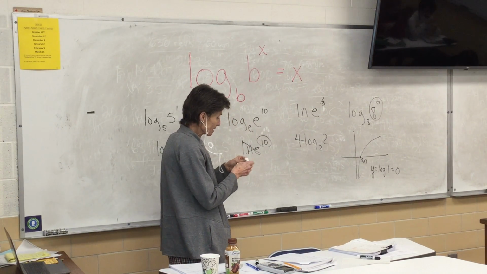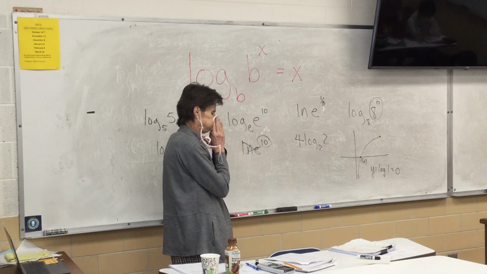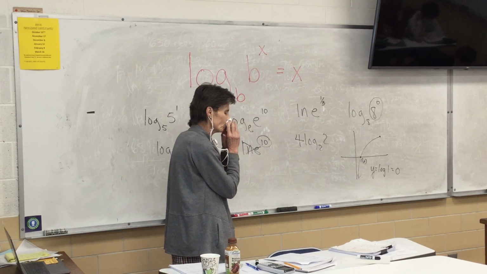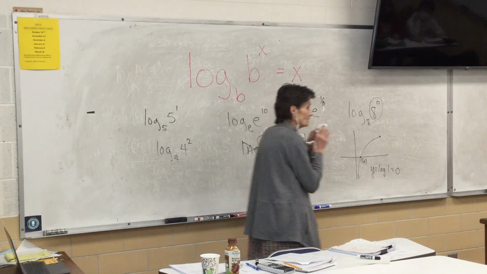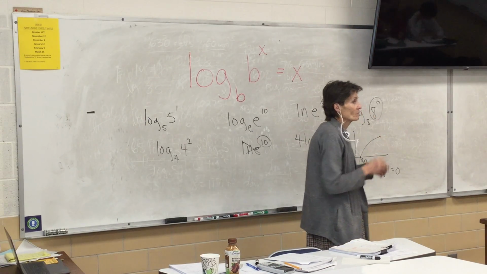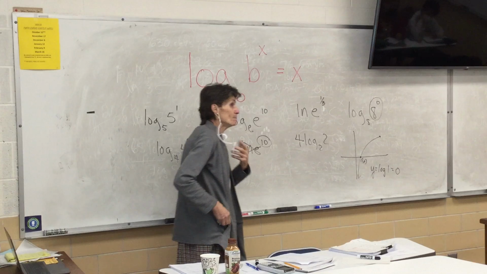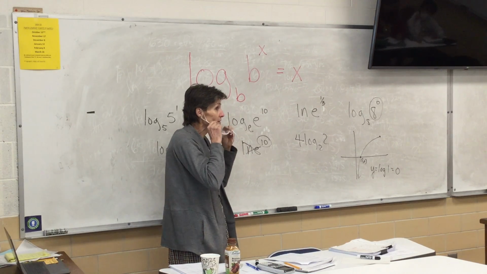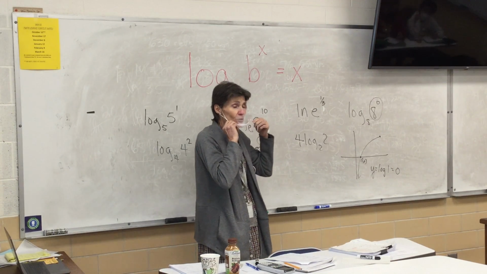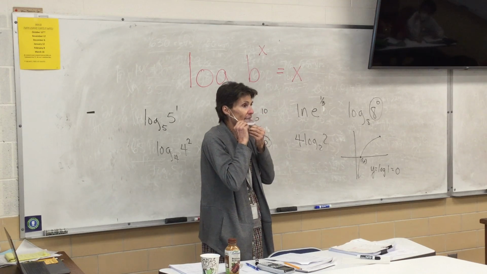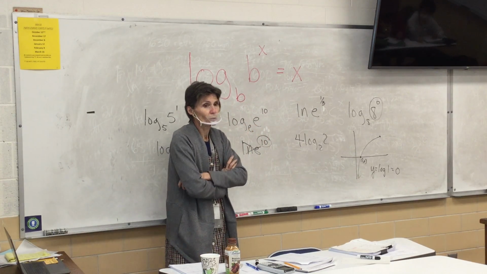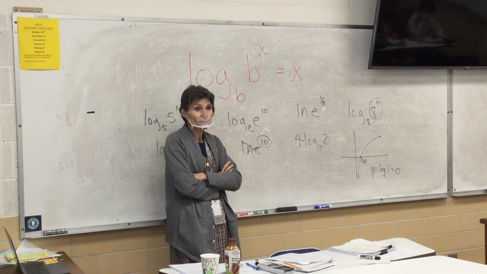All right, what about J? Anybody figure it out now? 1/2, perfect. Why is it 1/2? It becomes the log base 7 of 7 to the 1/2. Remember, you can't have a radical. You've got to rewrite it as an exponent. So a square root will be a 1/2 power.